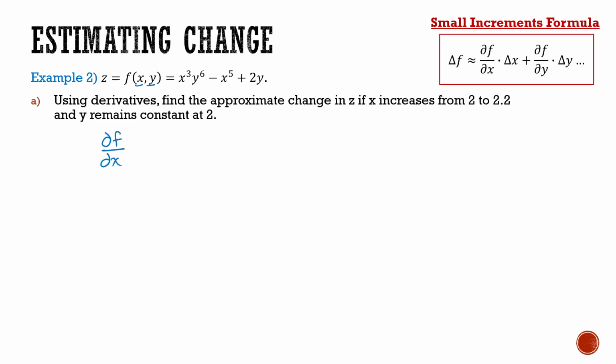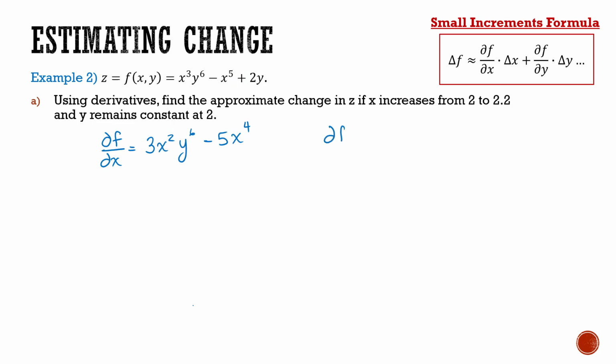df by dx is going to be, now when I calculate df by dx, my x's are changing, but my y's are treated as constants. It's the partial derivative. So I get the derivative of x cubed times y to the power of 6. I'm going to do the derivative of x cubed, 3x squared, and y to the power of 6 is simply a multiplier. Doing the derivative of negative x to the power of 5, it's going to be negative 5x to the power of 4. And then doing the derivative of 2y, I'm going to treat this as a constant, as I'm looking at the derivative with respect to x. So that would be 0, and I can ignore that.